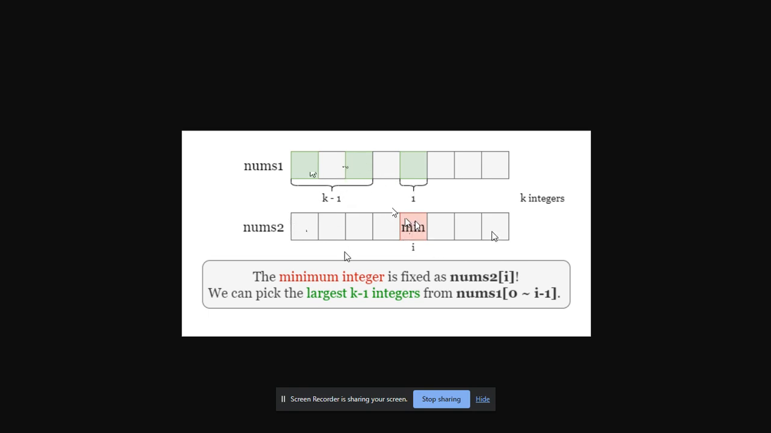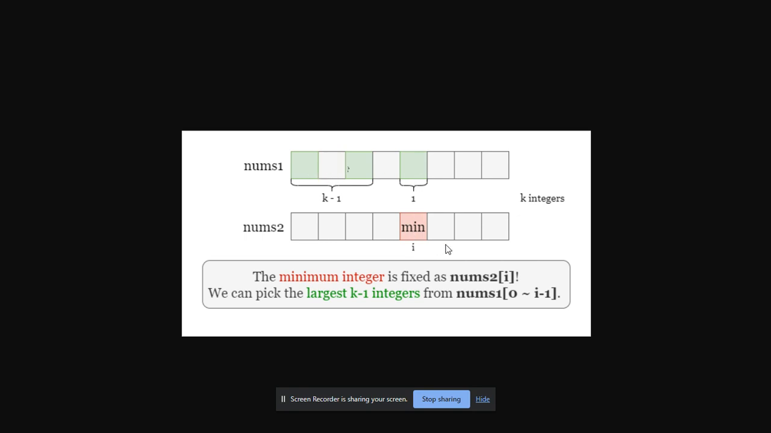So the minimum element is fixed at nums2 of i. We can pick largest k minus 1 integers from 0 index to i minus 1 index. This is where I'm going to use min heap. Why are we implementing min heap? Try to understand this. As I move further, for example, I am shifting this element to the right. Now this element will get fixed. So I have in my heap the maximum elements from 0 to i. Please try to understand it.